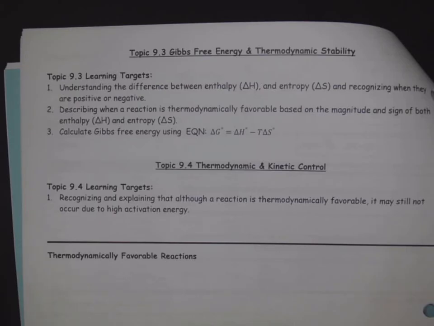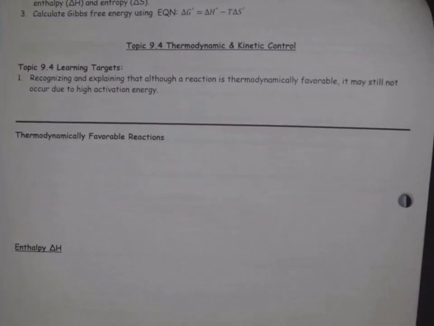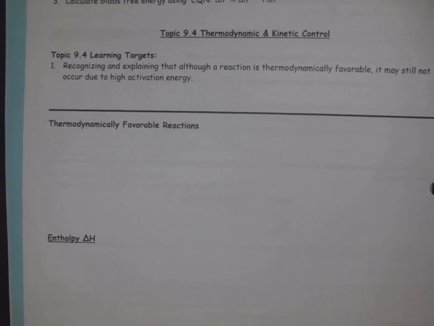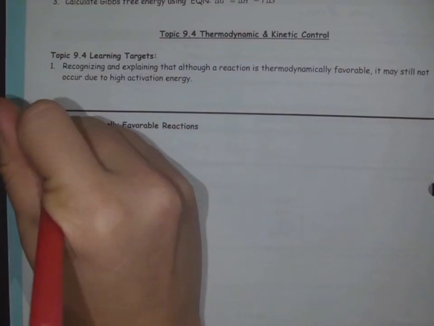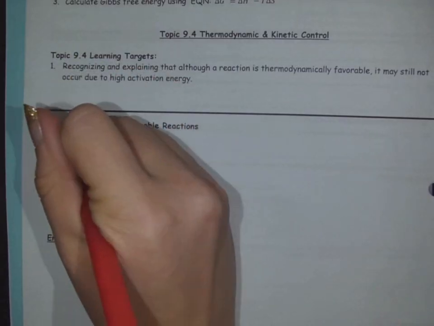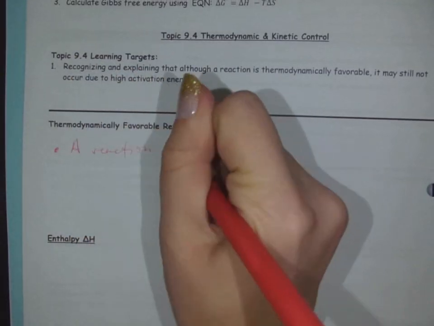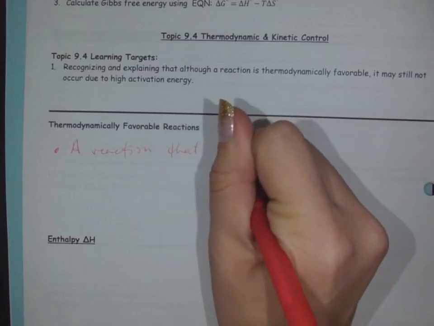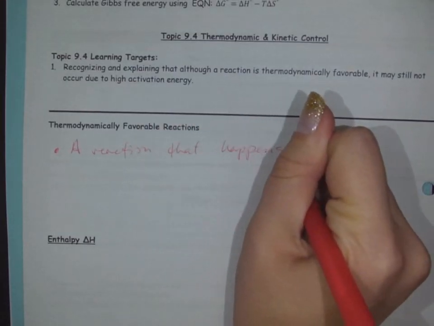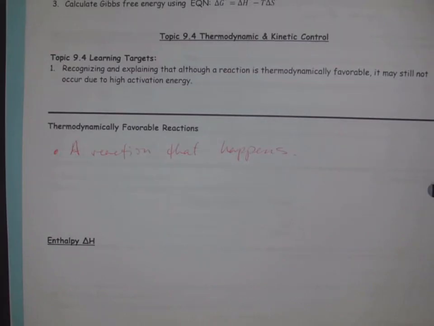Okay, page 10. Page 10. Okay. We discussed last class what thermodynamically favorable means. A thermodynamically favorable reaction is a reaction that happens. If the reaction happens, it was thermodynamically favorable.